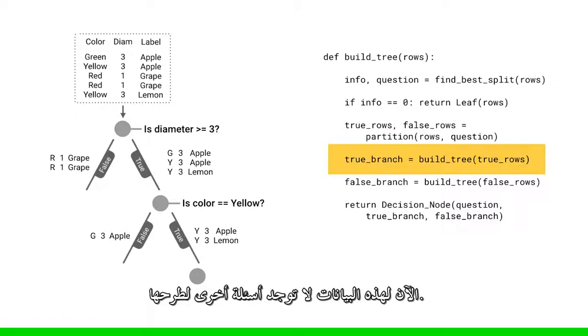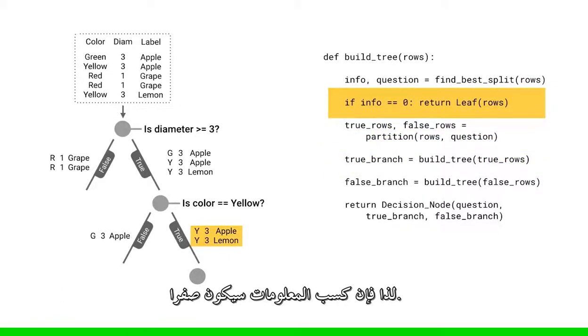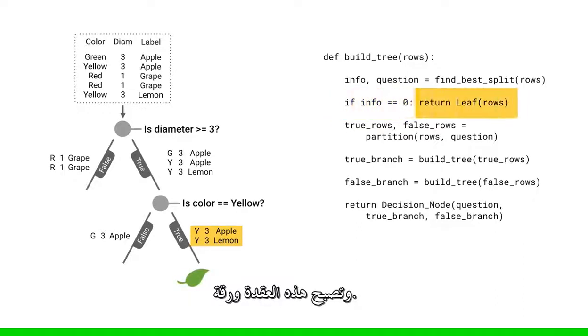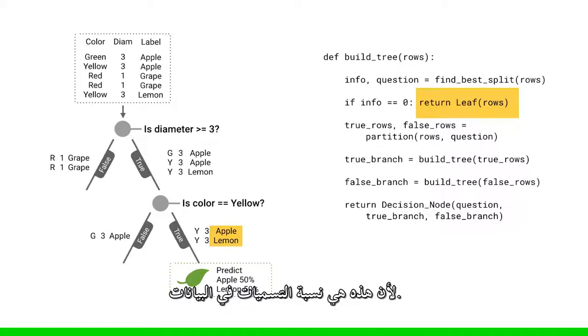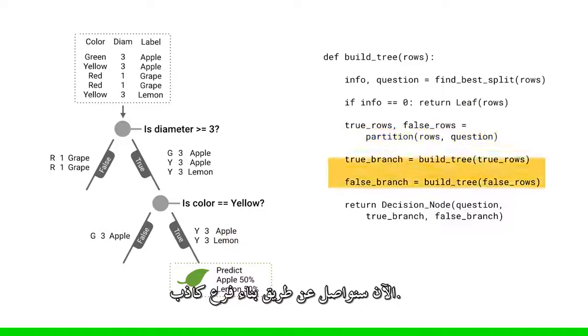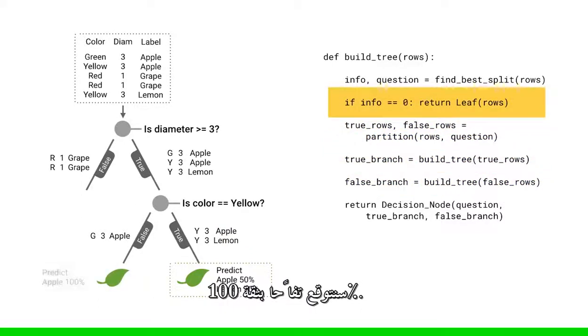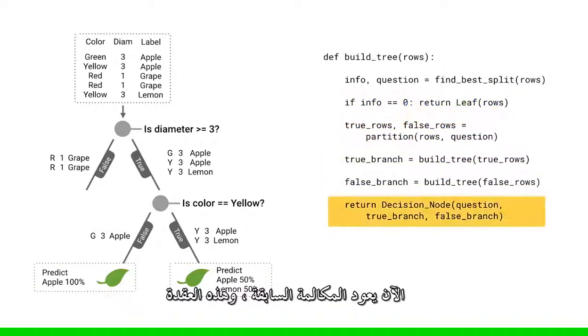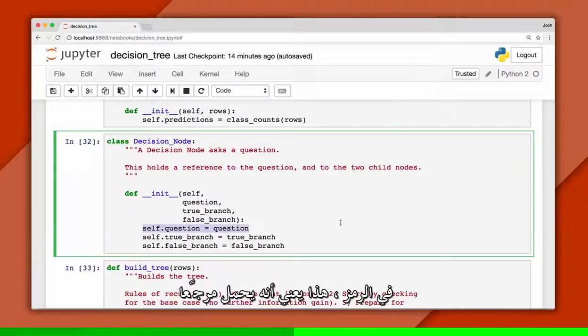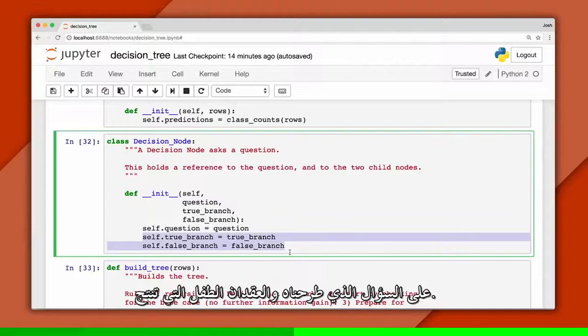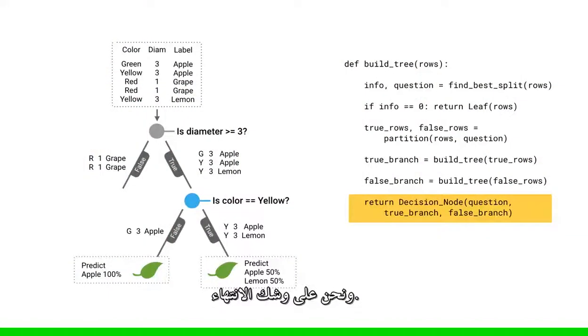Now for this data, there are no further questions to ask, so the information gain will be 0, and this node becomes a leaf. It will predict that an example is either an apple or a lemon with 50% confidence, because that's the ratio of the labels in the data. Now we'll continue by building the false branch, and here this will also become a leaf. We'll predict apple with 100% confidence. Now the previous call returns, and this node becomes a decision node. In code, that just means it holds a reference to the question we asked and the 2 child nodes that result. And we're nearly done.